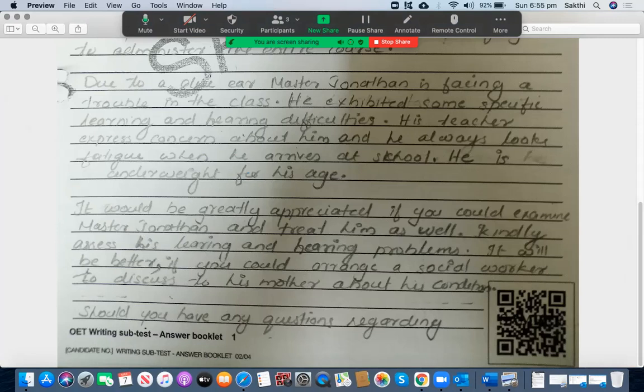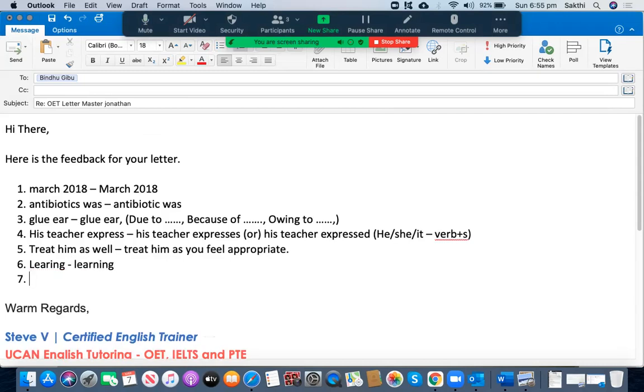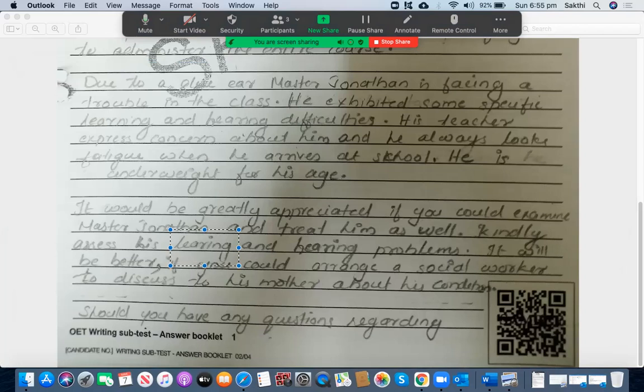Kindly assess his learning spelling mistakes. See this one, "leering". It's not leering, but learning. L-E-A-R-N-I-N-G. Yes, you didn't use N. Look at this, N is not here. And hearing problems. Okay, that's all right.